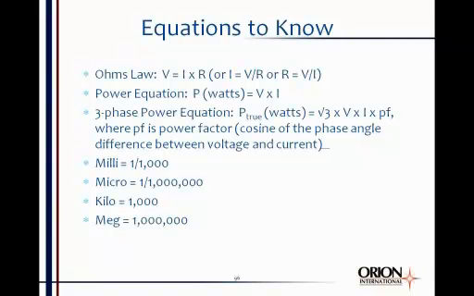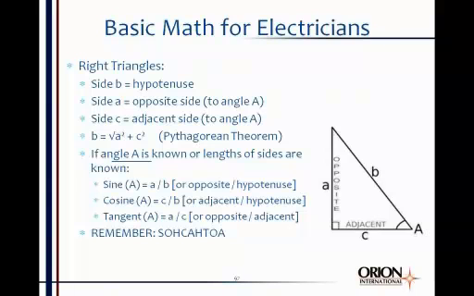Kilo, in kilowatts, is 1,000, or 10 to the third. And meg is 1,000,000, or 10 to the sixth. Those are some of the more common abbreviations you need to be aware of.